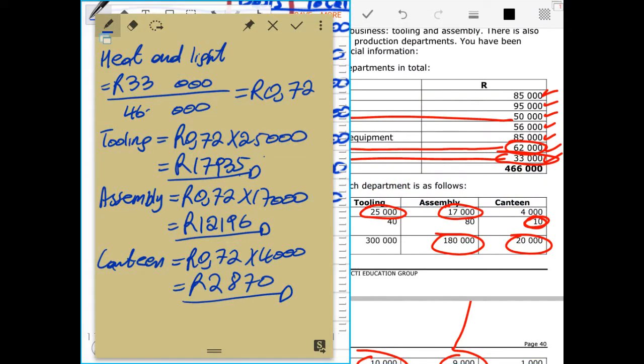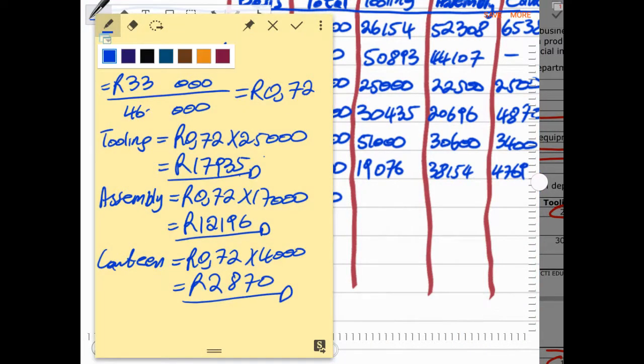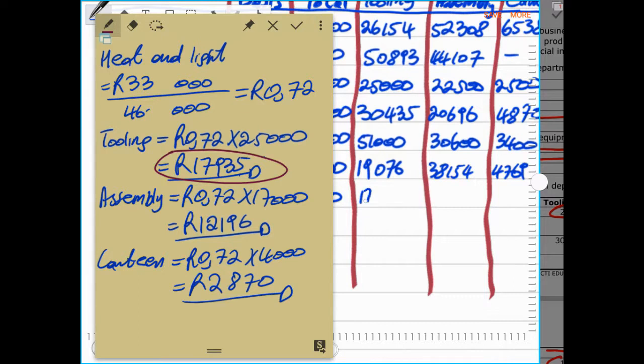Then now I go and allocate that overhead. For the first department, which is tooling, we have 17,935. And the second one is 12,196.